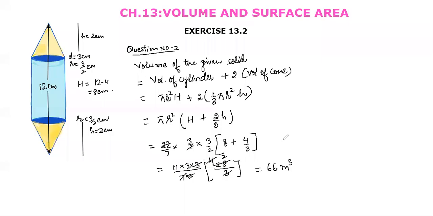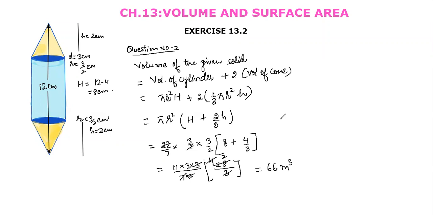Hello, dear students. Today we will start with exercise 13.2 of chapter 13, volume and surface area. And in this exercise, you will learn how to find out the volume of a combined solid. So let's begin with question number 2.